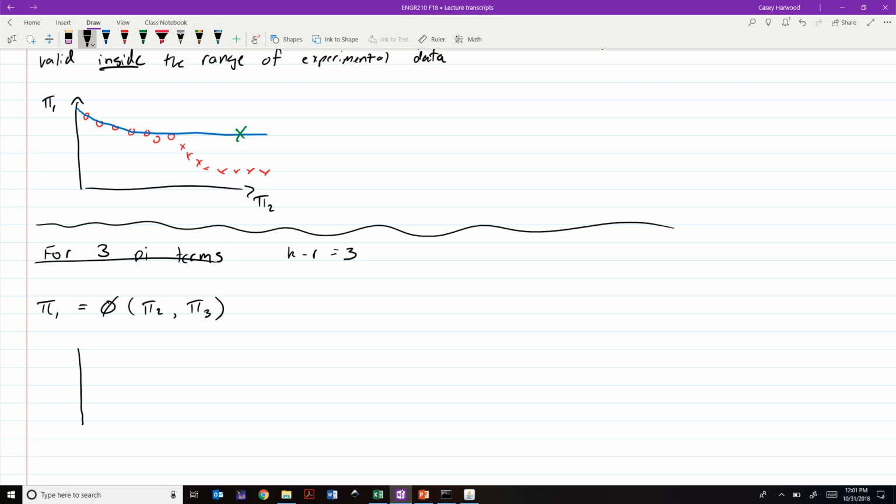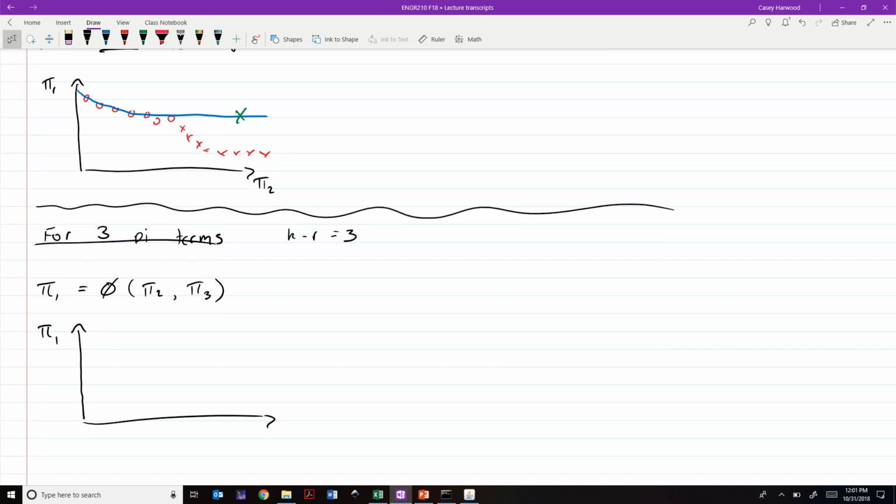So the way this would typically be represented is you would go out, get your experimental data, pi 1, your dependent pi term of interest, on the y-axis. Let's say we put pi 2 on the x-axis, and then we create a series of curves by holding pi 3 as a constant while we vary pi 2. So C1, pi 3 is 2, 3. So we end up with a family of curves.